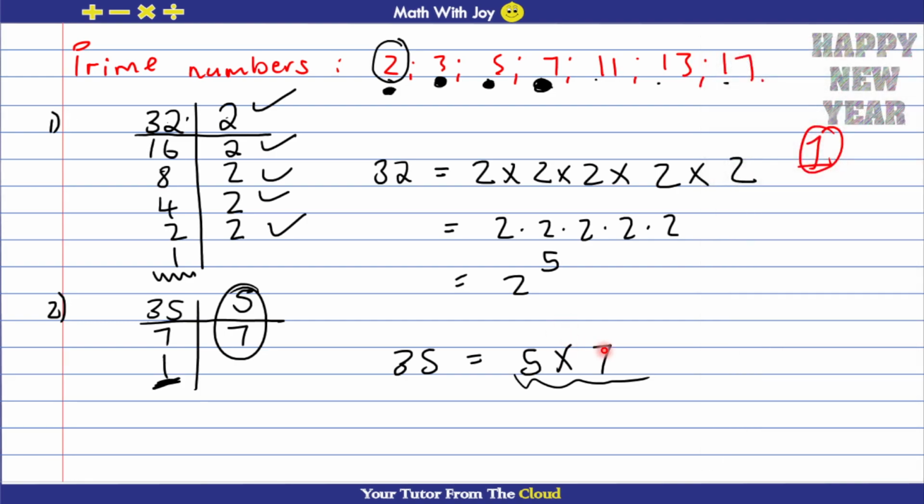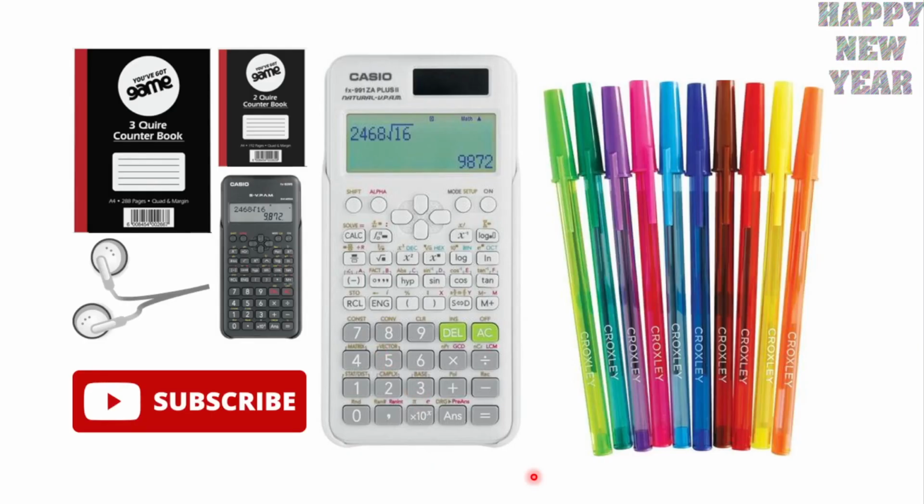Let's continue here. So we are done with the lesson. I just wanted to tell you that you should get yourself some stationery. You can get yourself a calculator, because many calculators won't have that FACT button over there. So you want that, so that it makes it easier for you.